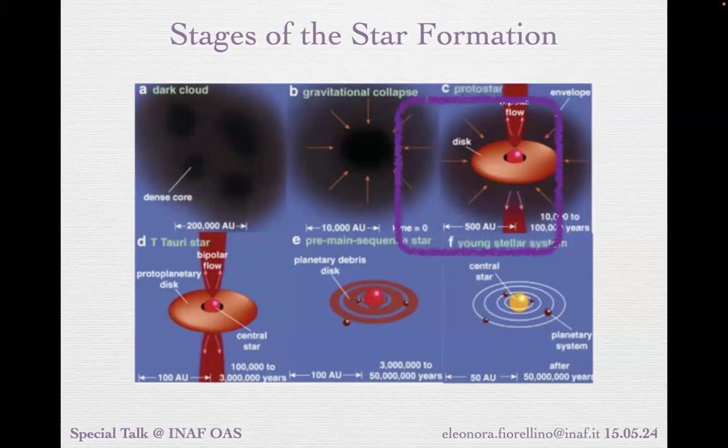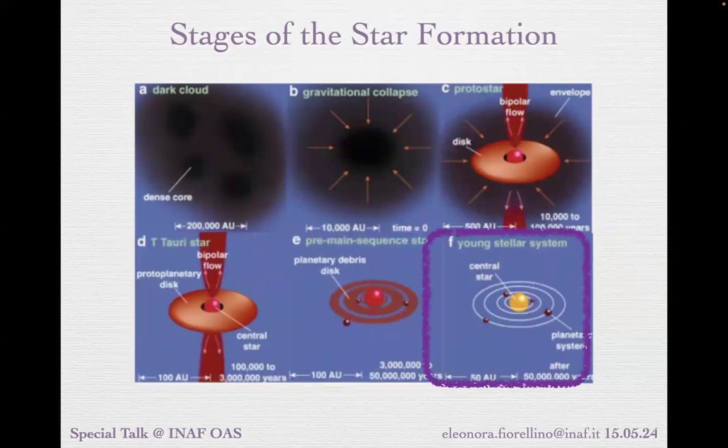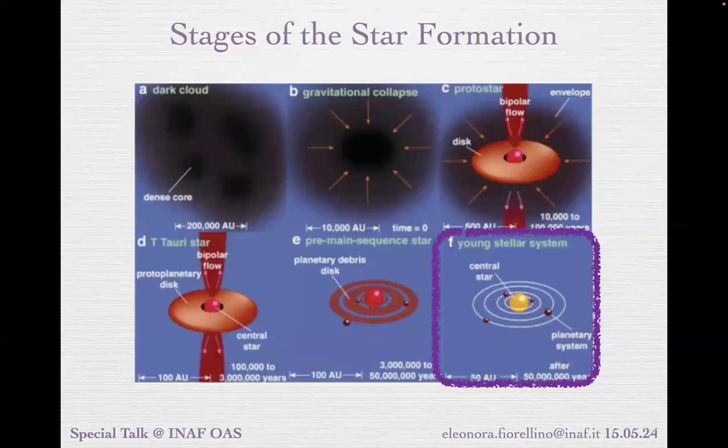As time passes, the envelope dissipates, and we can see through the envelope the forming object, its photosphere, and the disk. The material of this object accretes and accretes, so the temperature inside it also increases until it reaches 10⁷ Kelvin and enters the main sequence, eventually also with the formation of a planetary system.